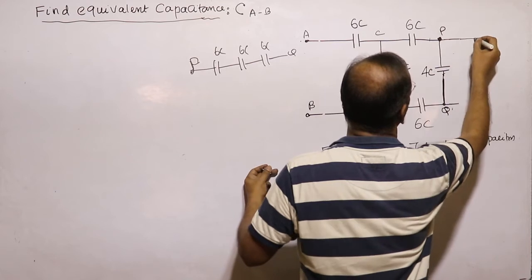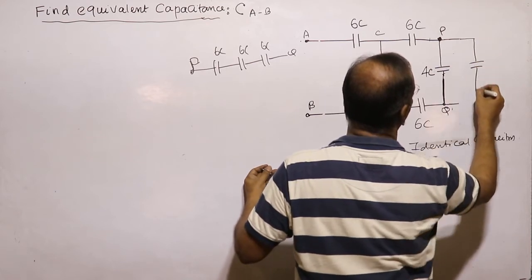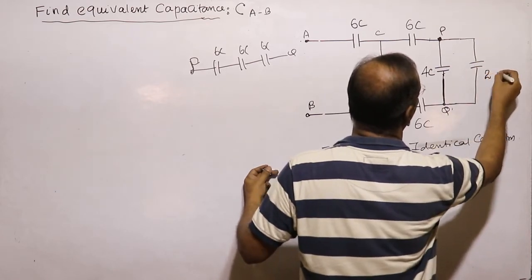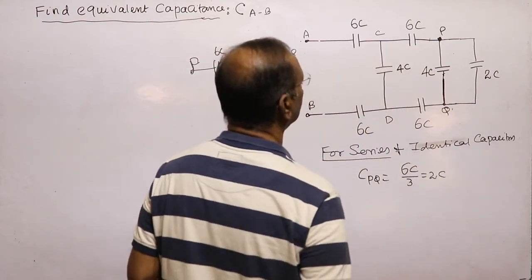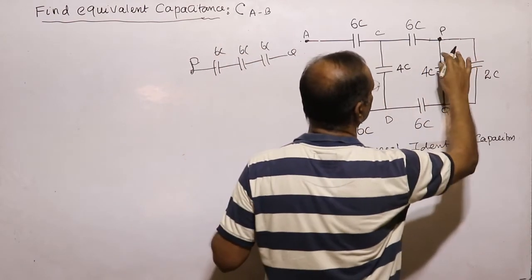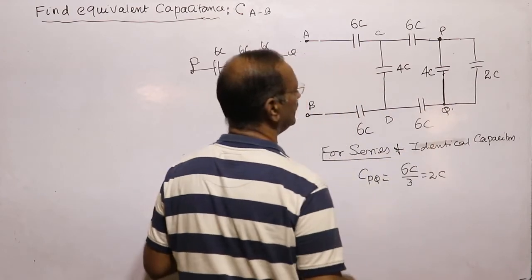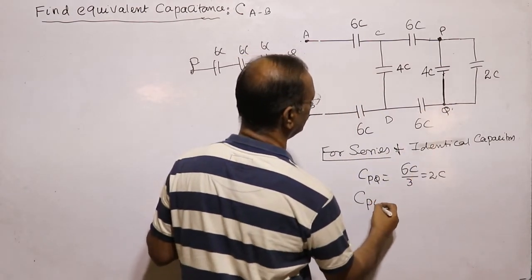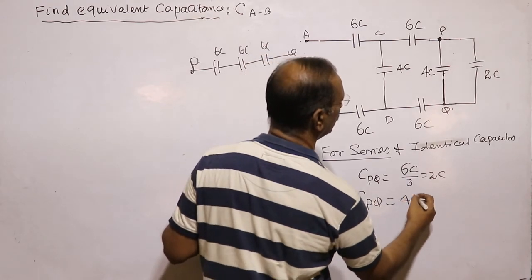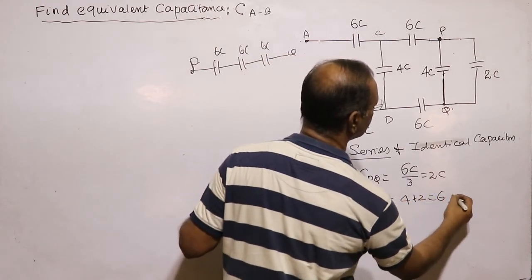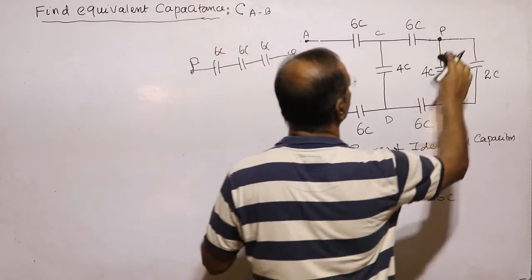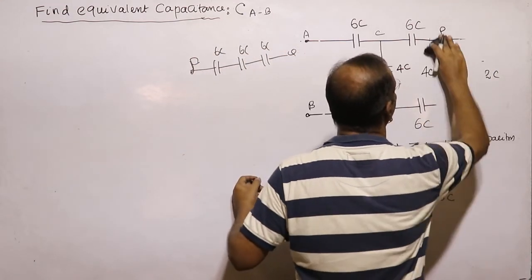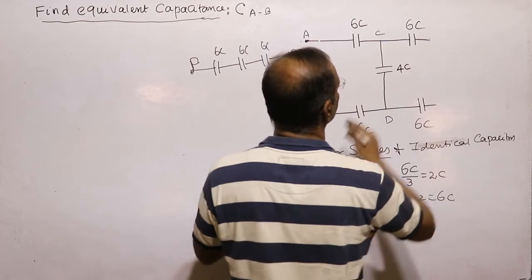So this is 2C, and this is 2C. Now from P and Q, these and these are in parallel. Parallel means we have to add both the capacitors. So again, C between P and Q is equal to 4 plus 2, which is 6C. So we can convert this into 6C.